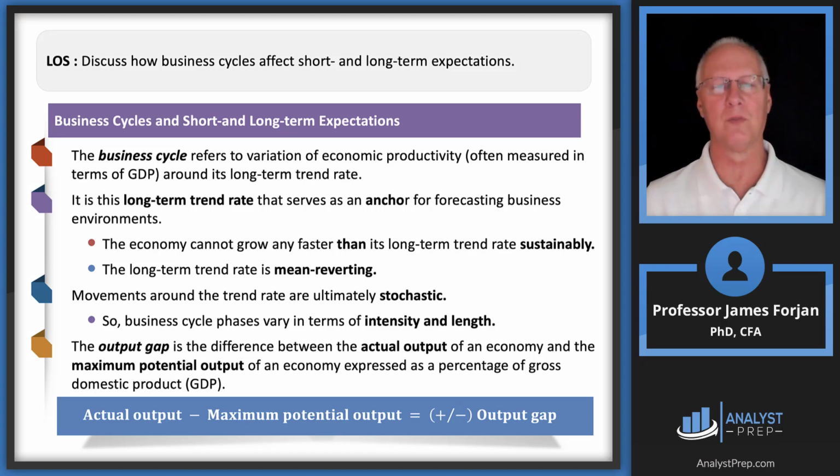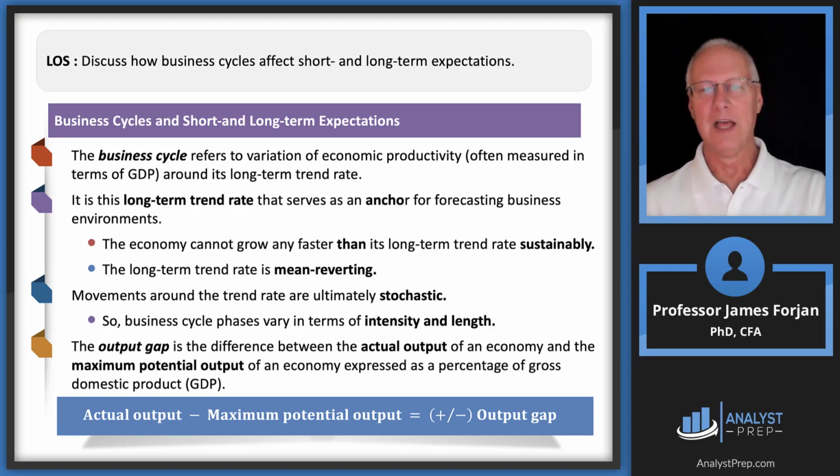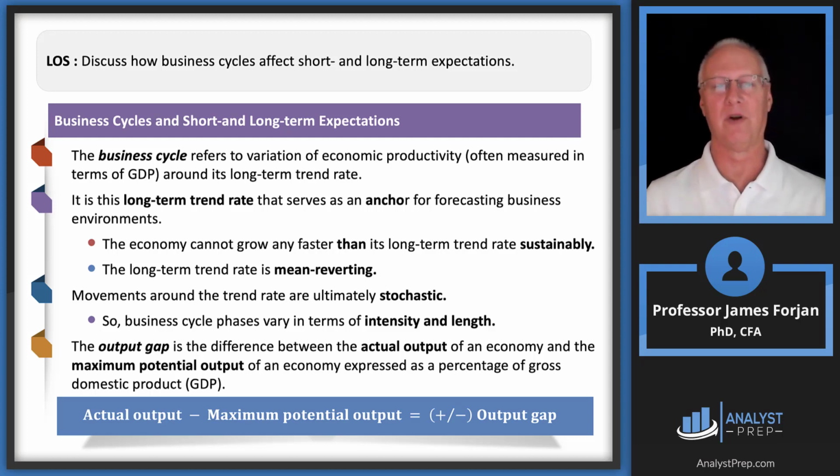So what do we have in those 2 bullet points here? I think these are important. The economy cannot grow any faster than its long-term trend rate in a sustainable manner. That of course means that it's mean reverting. Movements around the trend rate are ultimately stochastic. That's a fancy calculus term meaning that they are random, or at least relatively random. Stochastic implies continuous time finance, so all that stuff that we learned back in level 2. Business cycle phases vary in terms of intensity and length. So once again, there's the sensitivity that we have to have between short and long term.